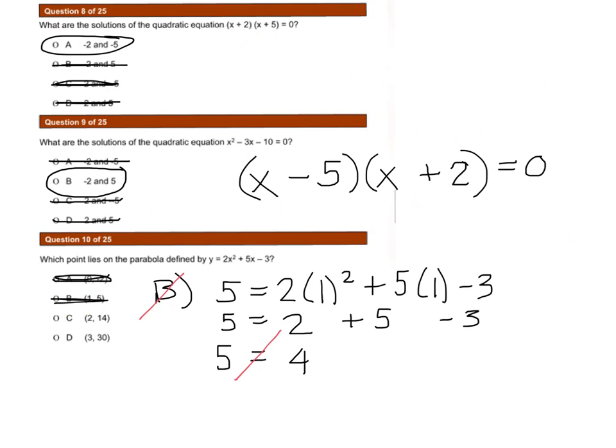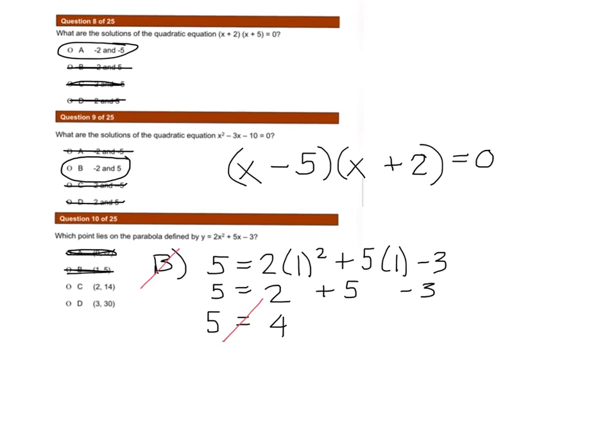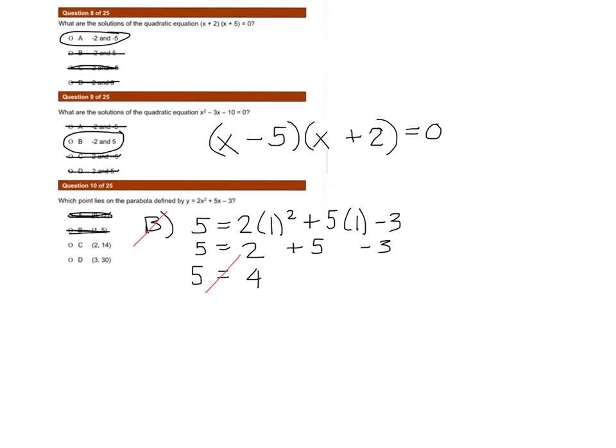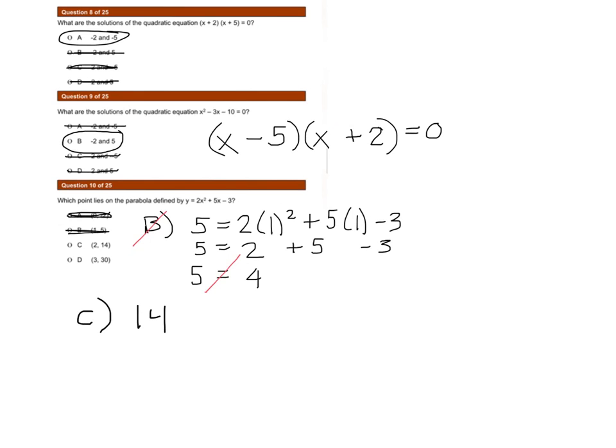So we move to the next one, letter C, which is 2 and 14. And I'm going to take this and make it a little bit smaller now that we've seen it to give myself more space. And letter C, I'm going to put 14 in for y and replace all the x's with 2's.